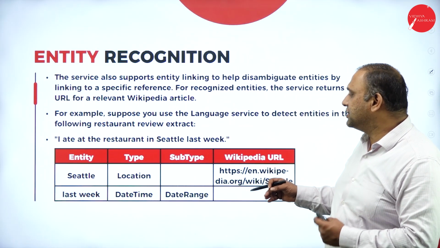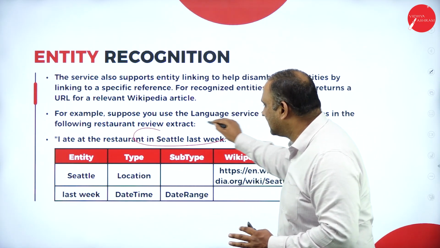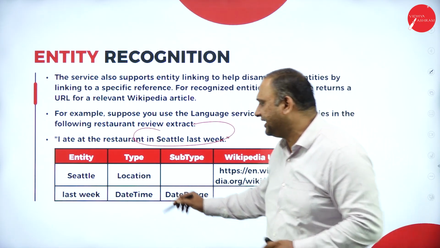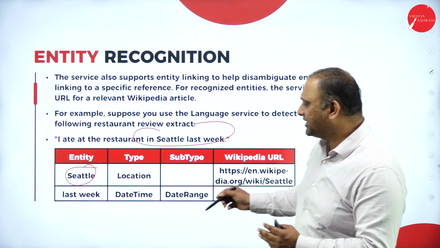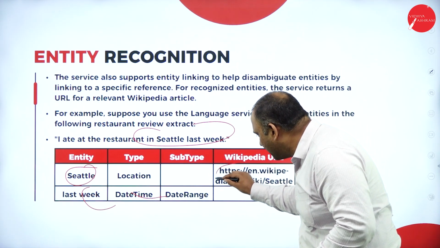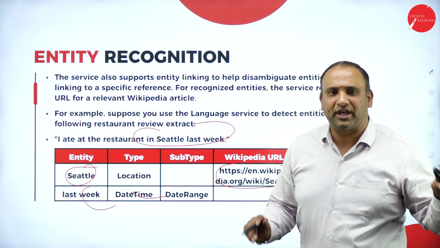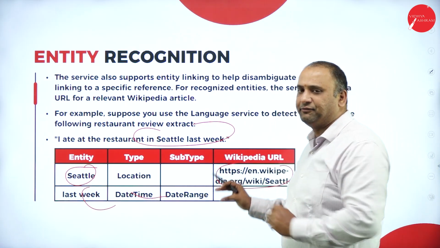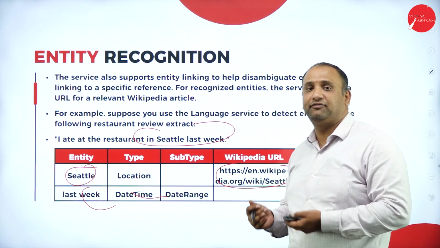Now, for example, how do we do entity recognition? I ate at the restaurant in Seattle last week. So Seattle is an entity. It's the name of a place located in the US. When did you eat? Last week. So the date and time come into the picture. So automatically when you put in that link here and click on it, it takes you to that location. It makes you feel that yes, this is where we had it. So we have a precise URL to take you there and make you understand the feeling.